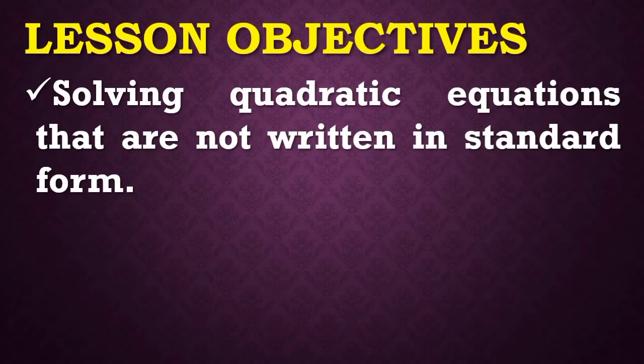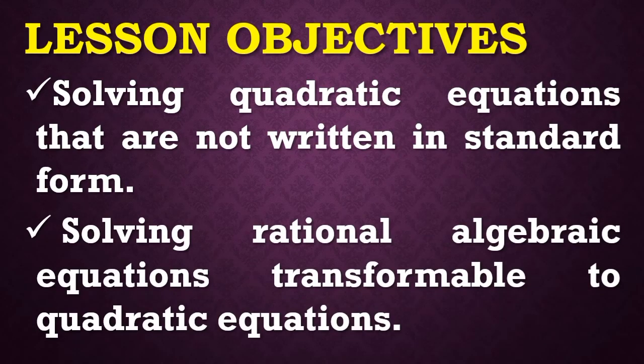So let's start. The lesson objectives are, the first one, solving quadratic equations that are not written in standard form. We can say that a quadratic equation is written in standard form when terms are arranged in decreasing powers. So the standard form of a quadratic equation is written as ax squared plus bx plus c is equal to 0. And then the second one will be solving rational algebraic equations transformable to quadratic equations.